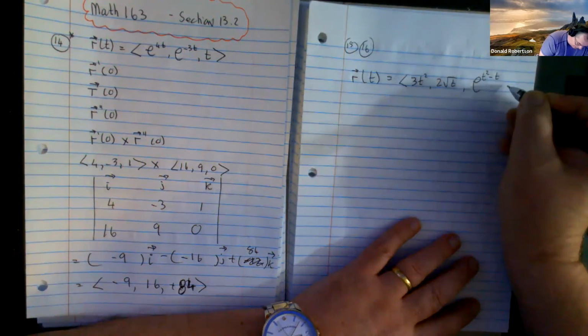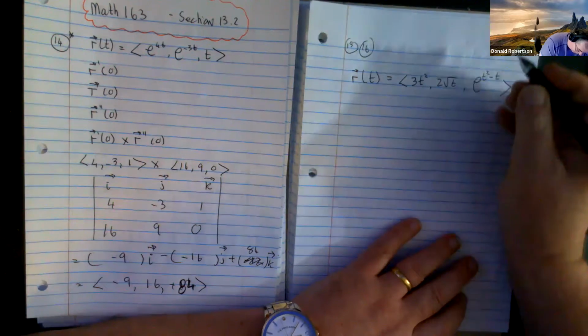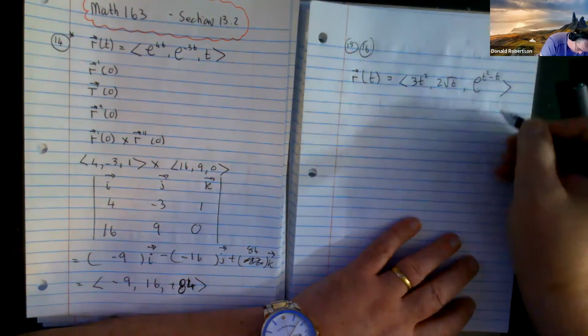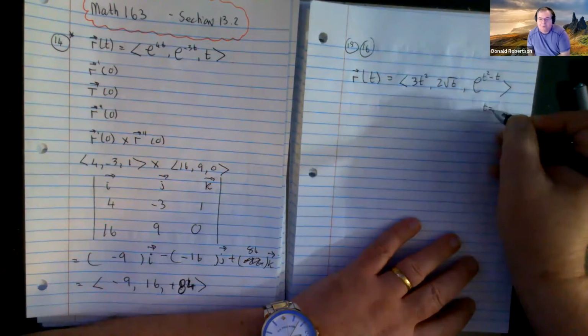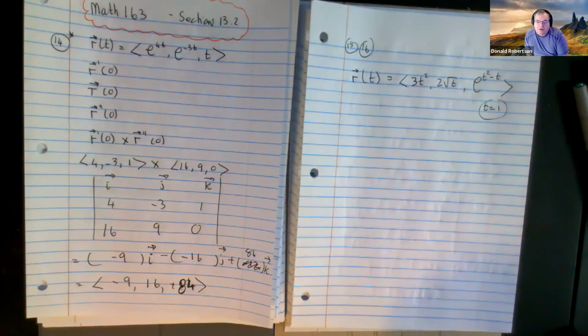That guy. And I'd like to know the equation of the tangent line when t was 1. Okay, so that's what our question is. This one's sort of alike, was it question 15, but sort of alike anyway.